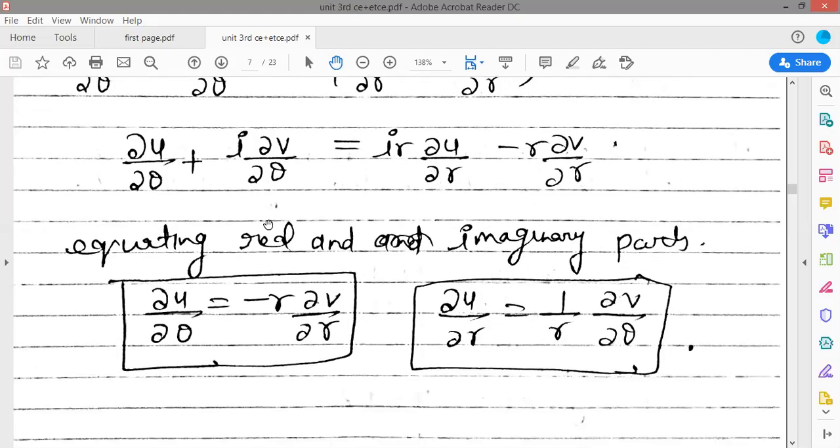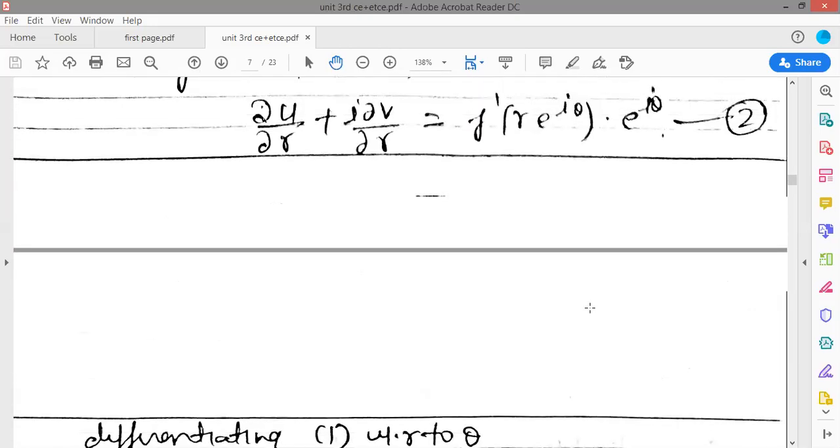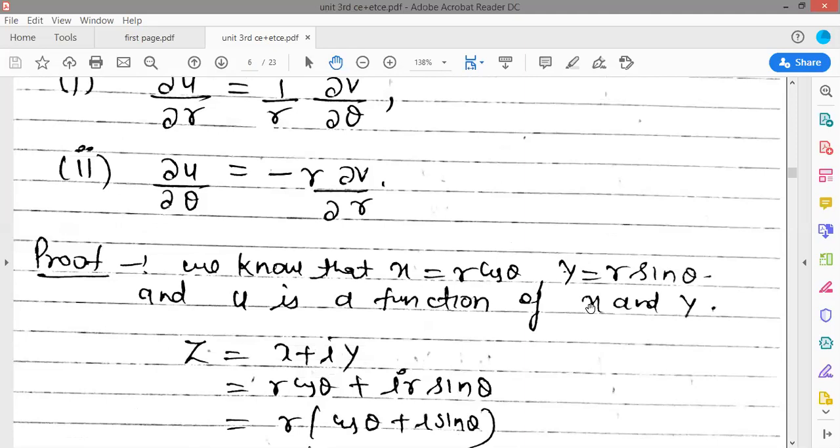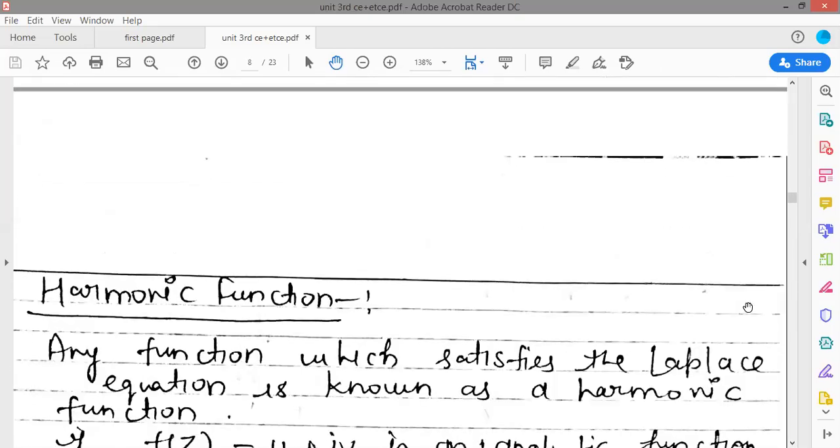So when we compare both sides, we will get del u by del theta is equal to minus r del v upon del r, and del u upon del r is equal to 1 upon r del v upon del theta. So this is your Cauchy-Riemann equation in polar form, and this is the proof of the equation, where we get all these formulas from equations first and second.